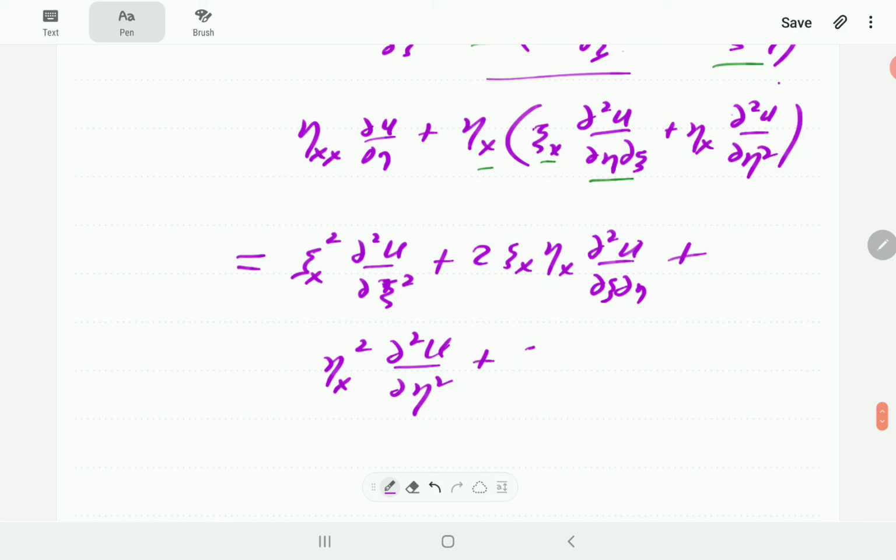And then there are going to be these first order derivative terms here, depending on whether the second order derivatives of xi and eta with respect to x are non-zero or not.